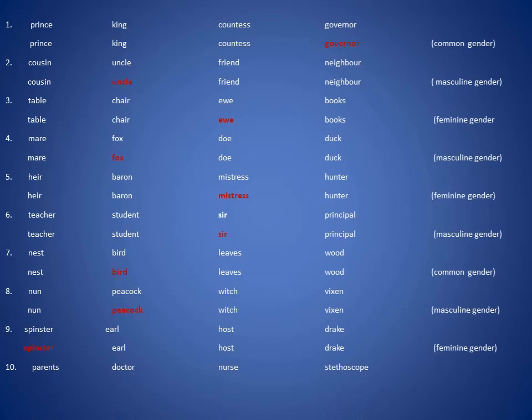Now 10th one, parents, doctor, nurse, stethoscope. So here parents, doctor, nurse, these three are coming under common gender, but stethoscope is a neuter gender. So here the odd one is stethoscope because it's a neuter gender. So students, practice this well, learn the types of gender and revise all the portion we finished today.